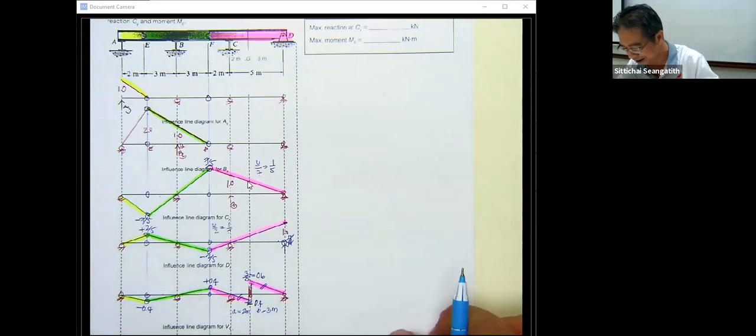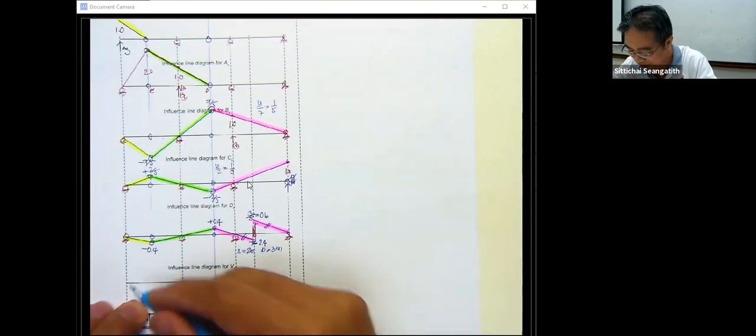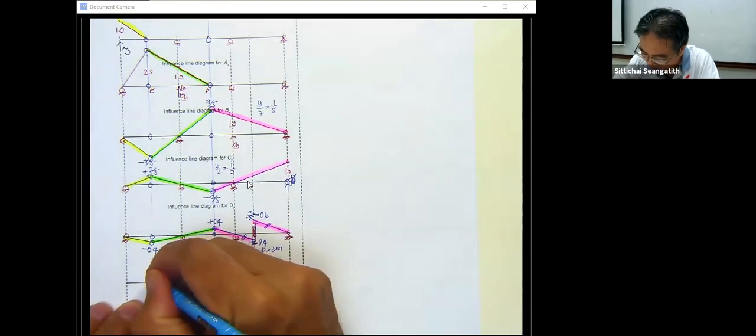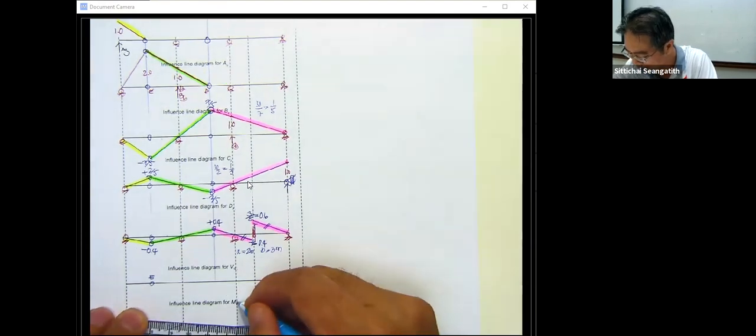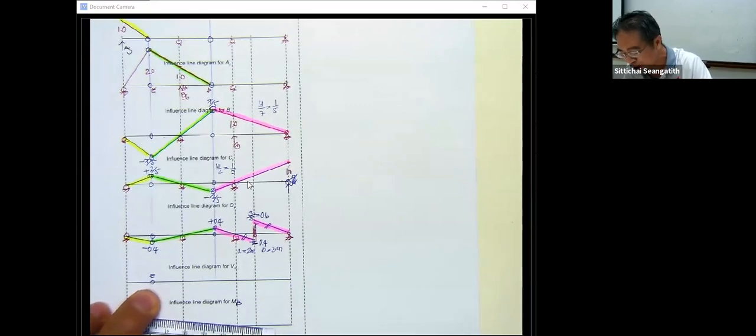And then we go a little bit further to the influence line of M sub E. What is the E? The E is going to be the point here. Let's see, this is point B, because point E is a hinge. If we draw the influence line of point E, it is always 0 because E is a hinge. The influence line for M sub E is 0.